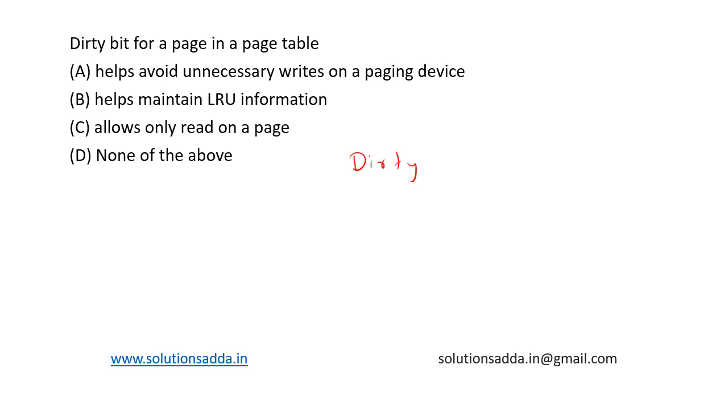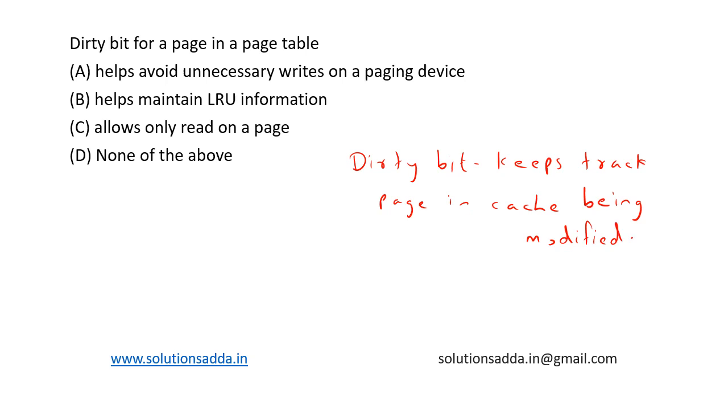Dirty bit keeps track of a page in cache being modified. Dirty bit is set when a page is needed to be modified and it needs to be copied back to the main memory. So it is used to avoid unnecessary writes on a paging device. So based on the options, option A would be the right choice here.